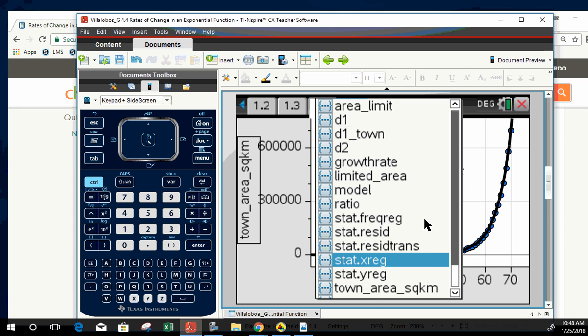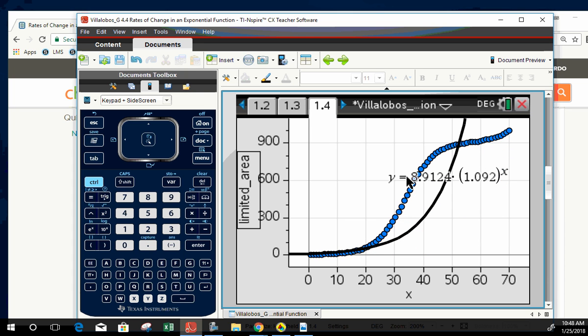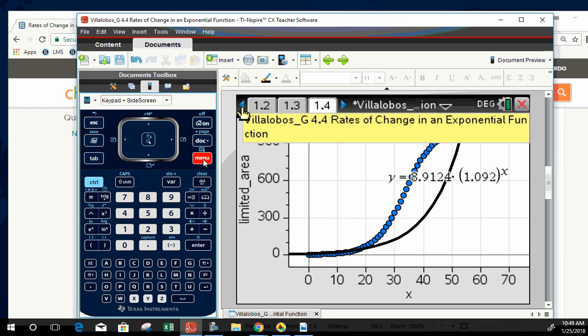limited town growth area limit. No, not the area limit, not the growth rate, but the limited area. You see, the limited area has that kind of regression. I mean, kind of scatter plot. It's different than the other one. So you can take a look at that menu.